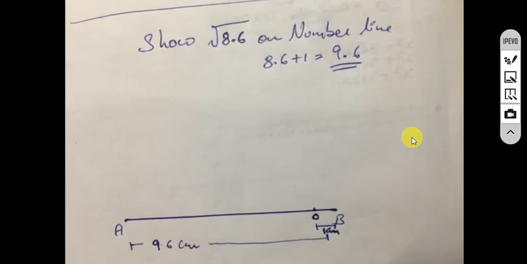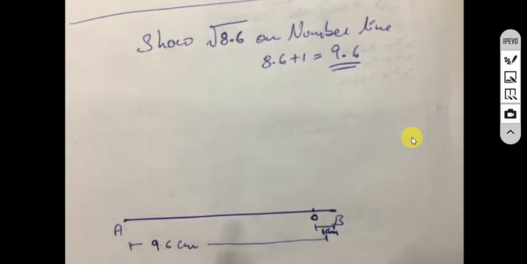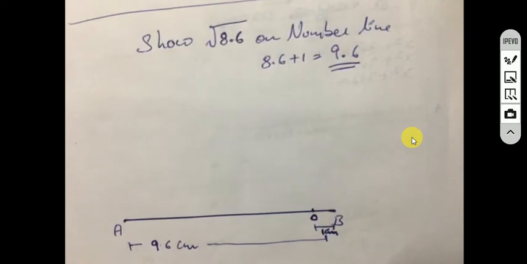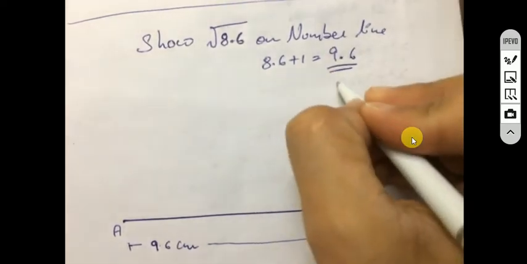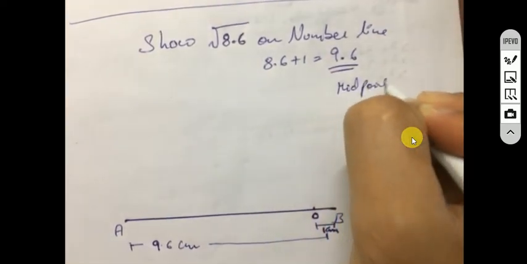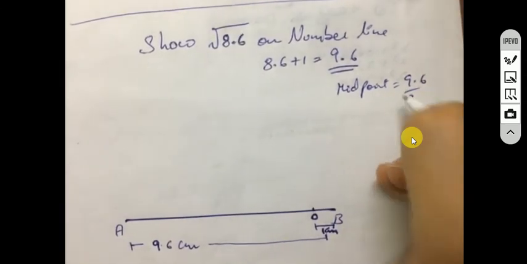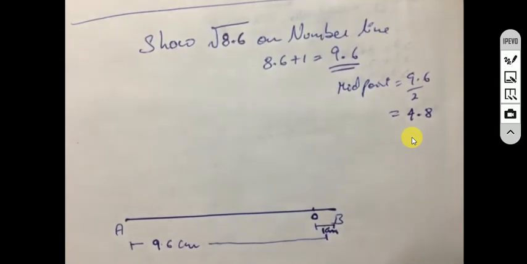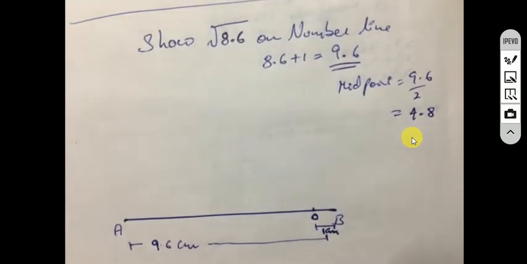Now next, we will find the midpoint of this line. To find the midpoint, we can measure on a scale. It was 9.6, half of 9.6 will be 9.6 by 2, that gives you 4.8. 4.8 is the midpoint of this line.